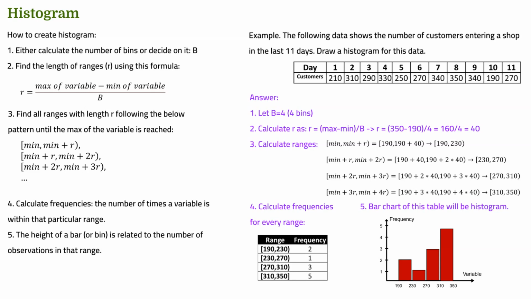Next range, we have 1 observation, so the bar went up 1 point. The next range, we have 3 observations. It went up 3 points. And the last range, 310 to 350, has 5 observations. It went up 5 points. And that's how we create a histogram.